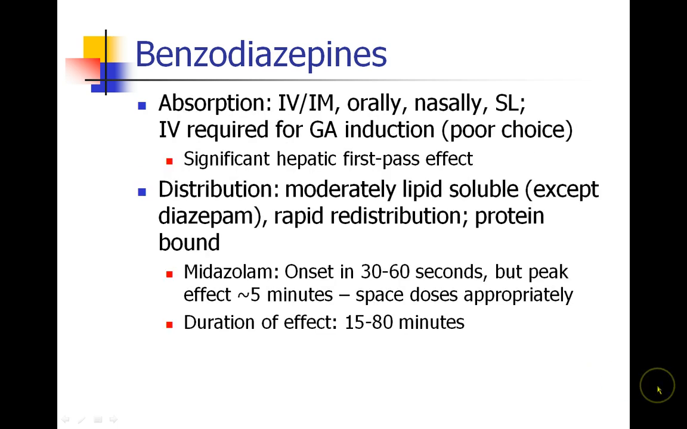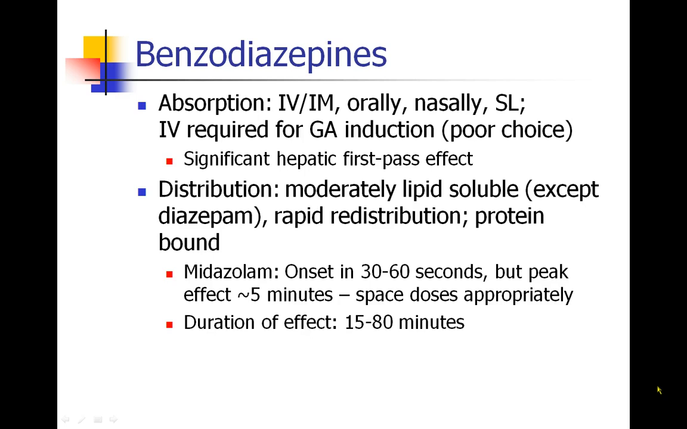The benzodiazepines can be given by a wide variety of different routes of administration: intravascular or intramuscular, orally, nasally, sublingually. If you want to put somebody to sleep with benzodiazepines, you would need to use IV administration. But it's really a poor choice. First of all, you would need a ton of the drug, and as a result, the patient would wake up very, very slowly. These drugs have a significant hepatic first pass effect, so we expect that you'll need a lot more drug when you administer orally than when you administer IV.